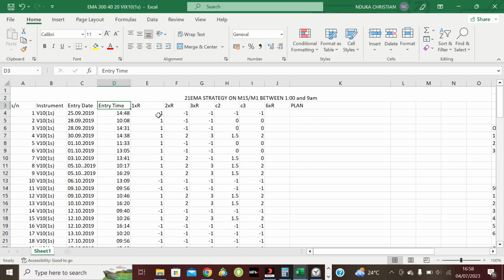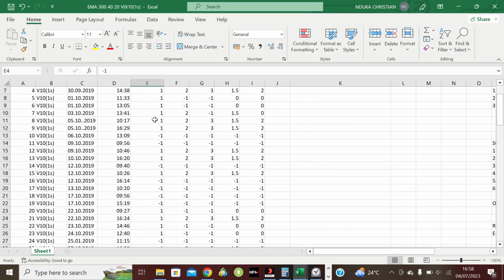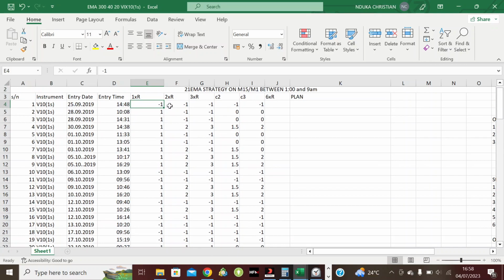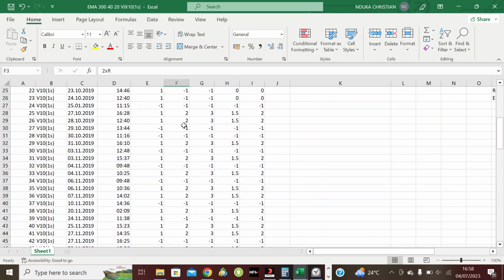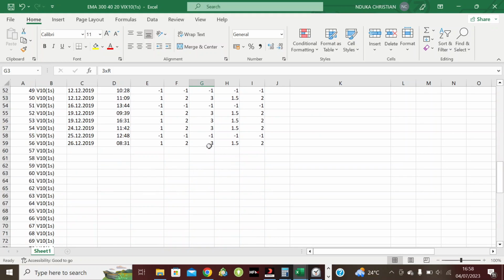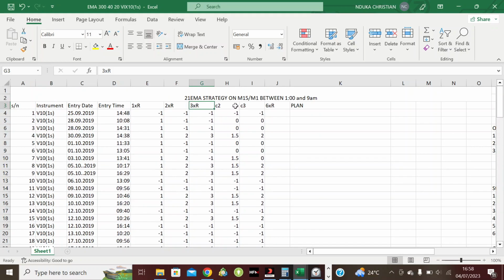But look at the targets. Whenever I'm risking 1 to make 1:1, these are the targets. If I'm risking 1 to make 2, these are going to be the results. Then if I'm risking 1 to make 3, these are going to be my results.